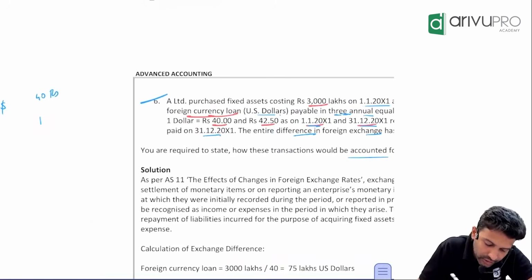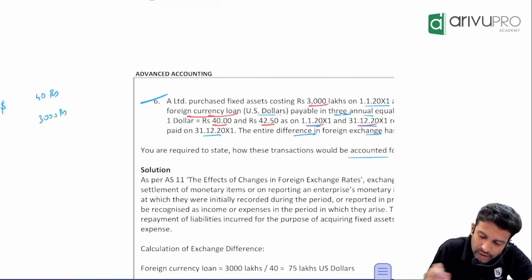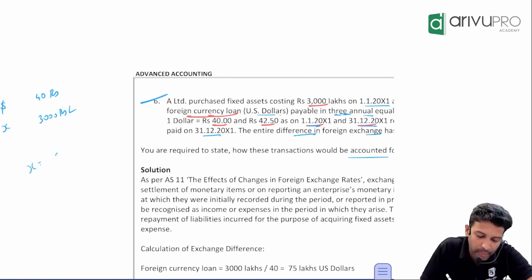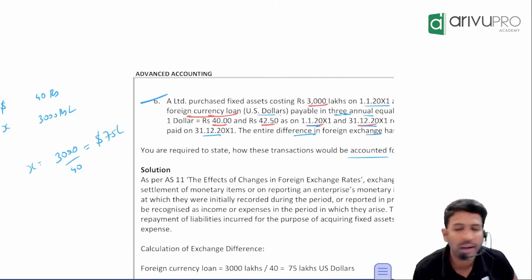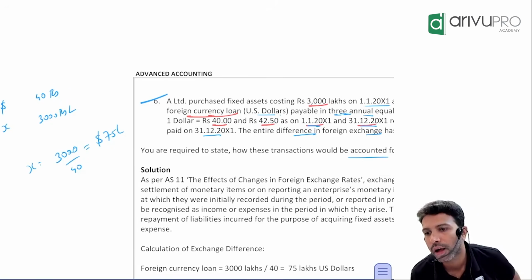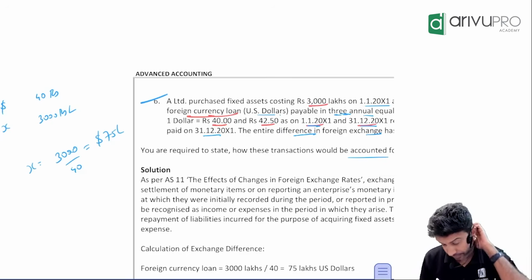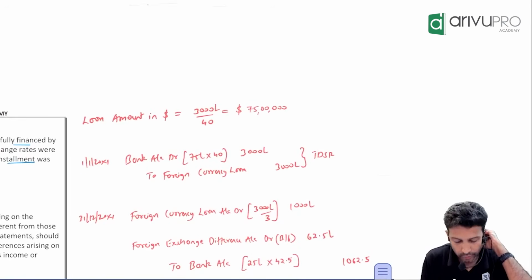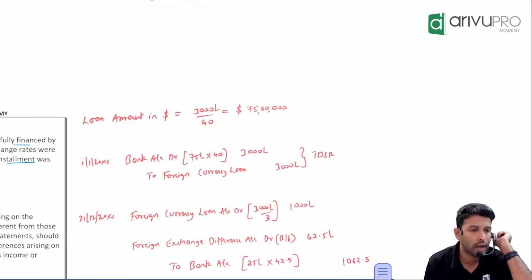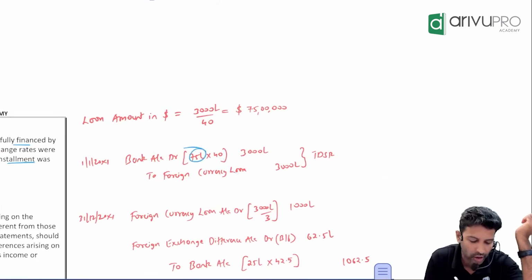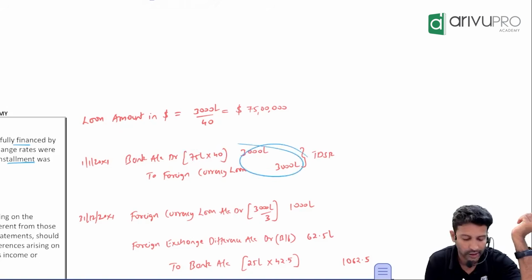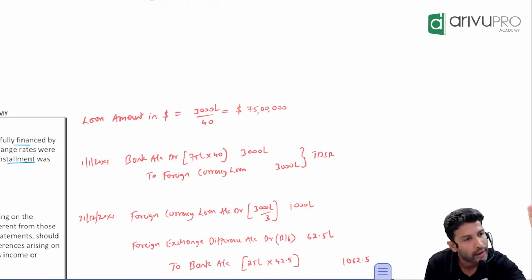They have given rupees 3,000 lakhs. That will be equal to how many dollars? Is it a multiplication or a division here? Division. So it is 75 lakh dollars loan that you have taken. What's the journal entry for the loan taken? On 1st January, bank account debit to foreign currency loan, 3,000 lakhs, or you can say 75 lakh dollars into 40, which is 3,000 lakhs.